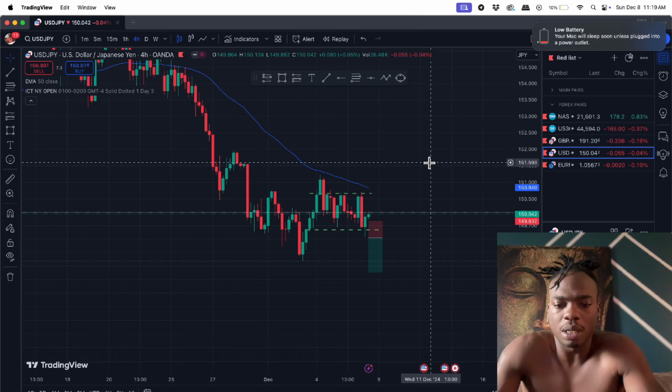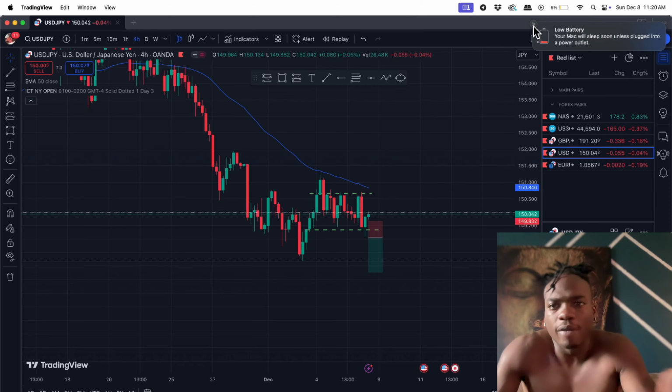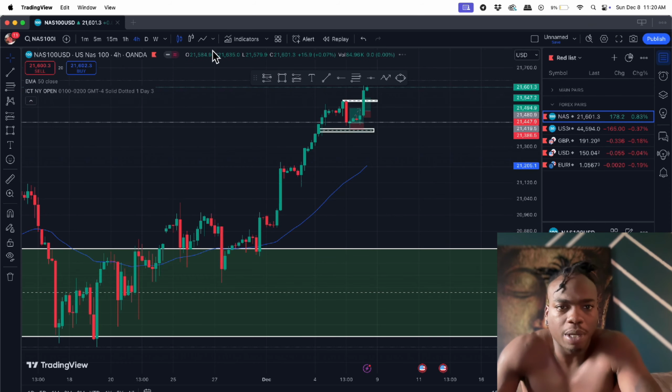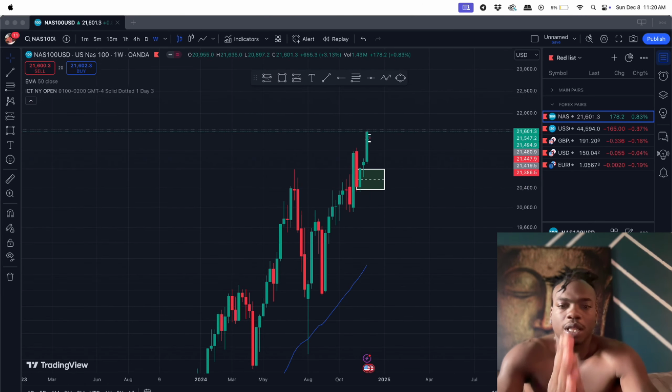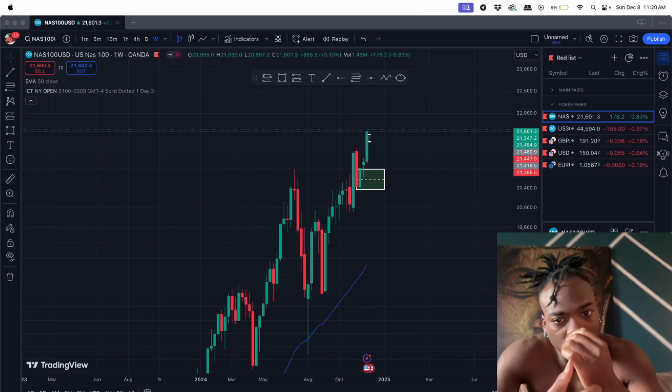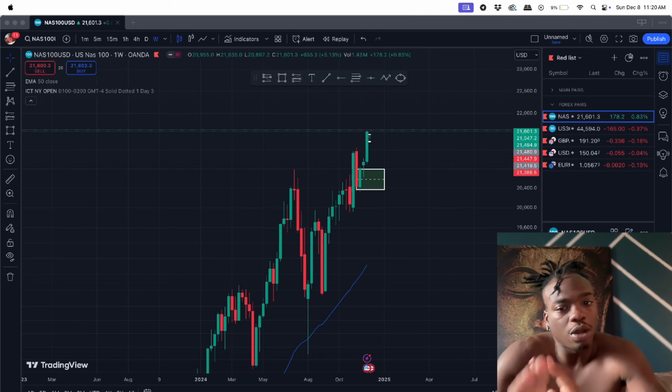How I start marking my charts up. Every Sunday, I start with the top pair. I go to the weekly. When it comes to candlesticks, you want to start from the higher time frames and work your way down. Now, this whole year I've been battling between the set and forget strategy and the 4-hour fair value gap strategy.